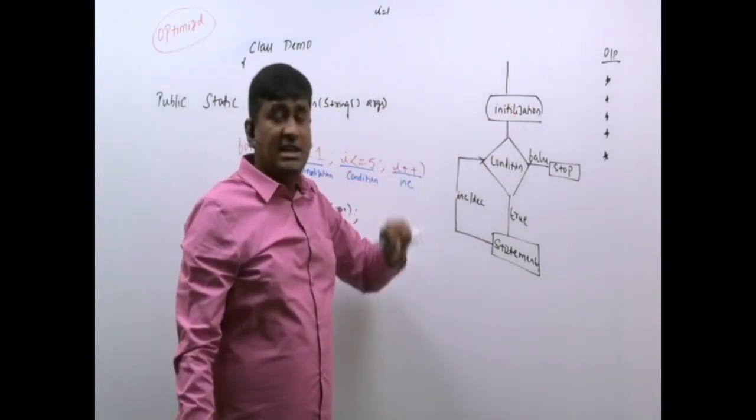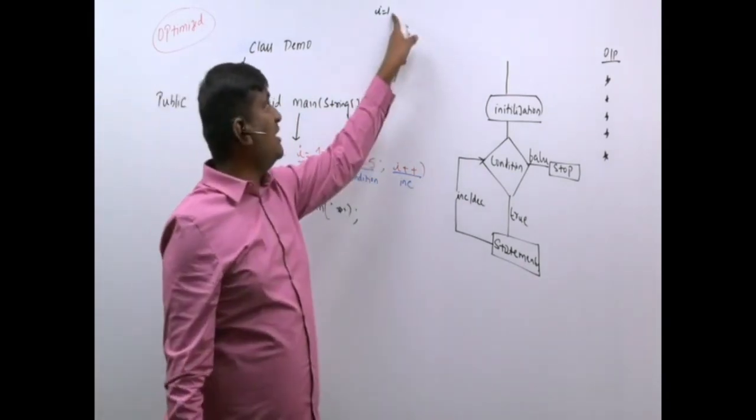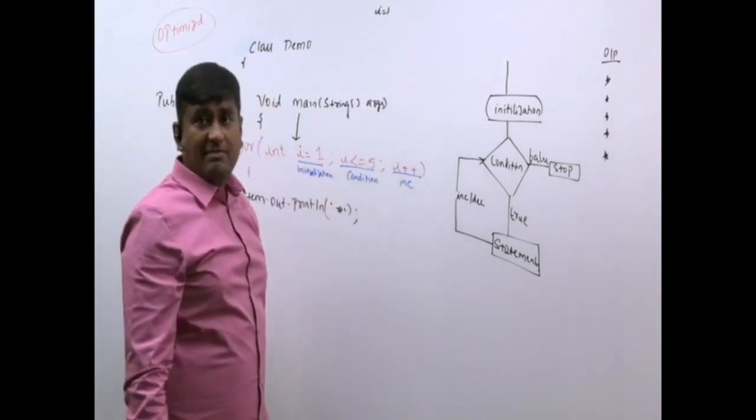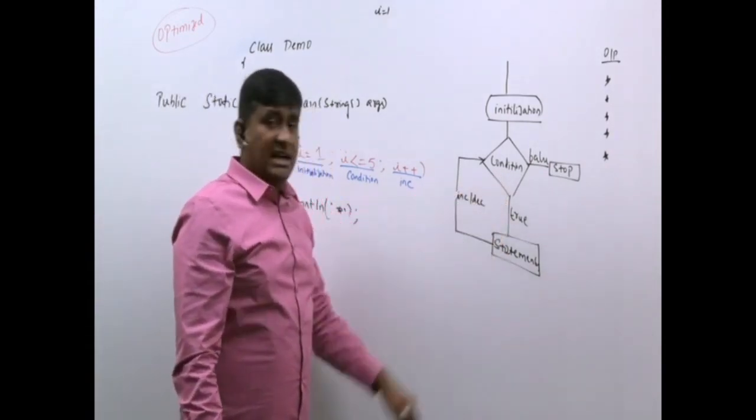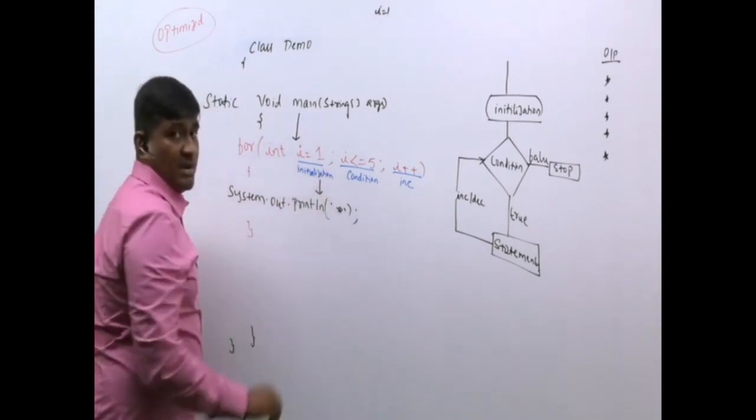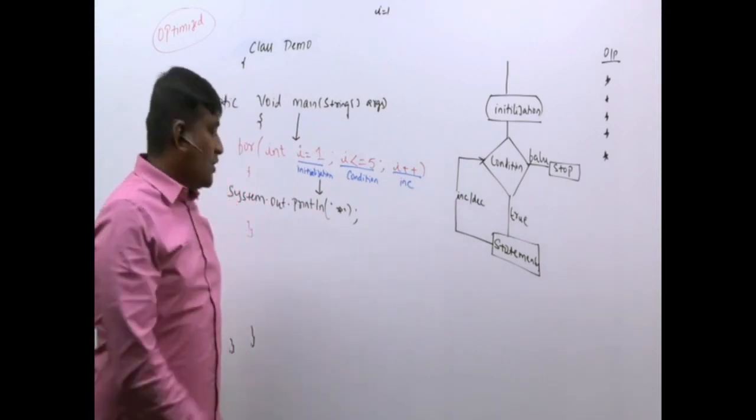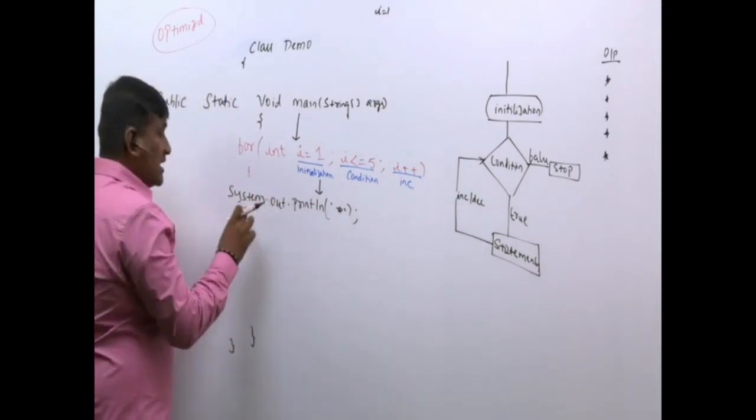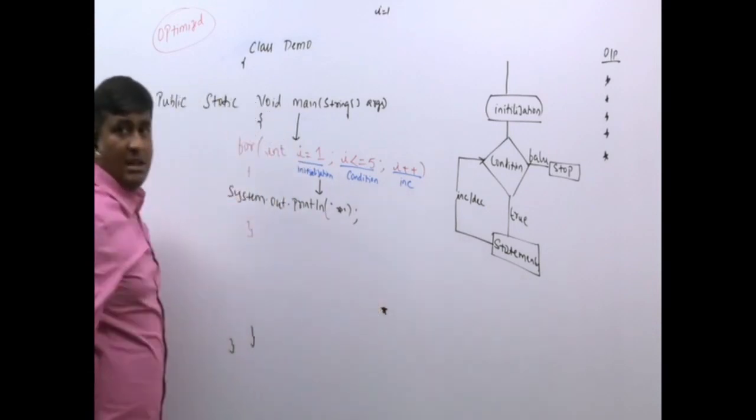Next it will go and check what? Condition. Now I am checking the condition: i less than or equal to 5. What is the i value? 1. Is 1 less than or equal to 5? Yes. 1 is less than or equal to 5. So the condition becomes true. Once the condition becomes true, the control will come inside the for loop and execute all the statements. Now tell me how many statements are there inside? Only one. So System.out.println will print what? Star. It will print star.